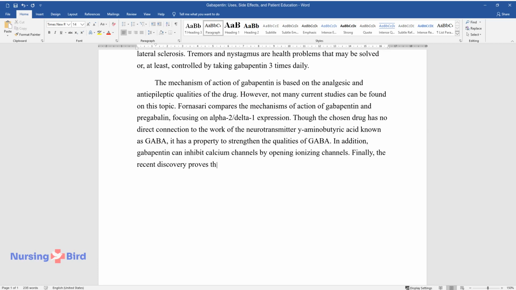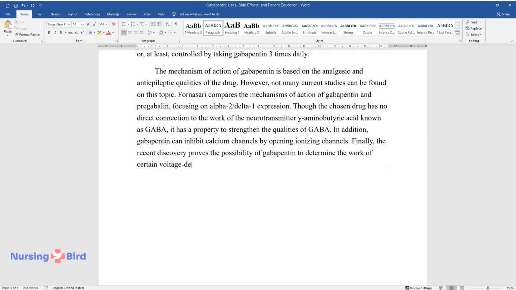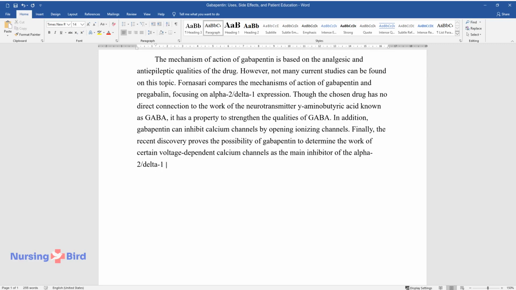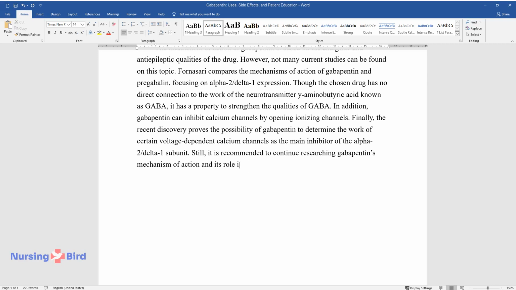Finally, the recent discovery proves the possibility of gabapentin to determine the work of certain voltage-dependent calcium channels as the main inhibitor of the alpha-2-delta-1 subunit. Still, it is recommended to continue researching gabapentin's mechanism of action and its role in GABA synthesis.